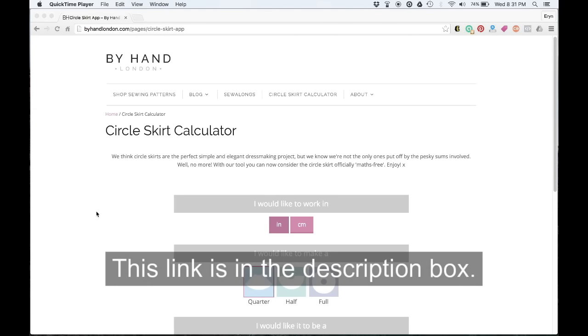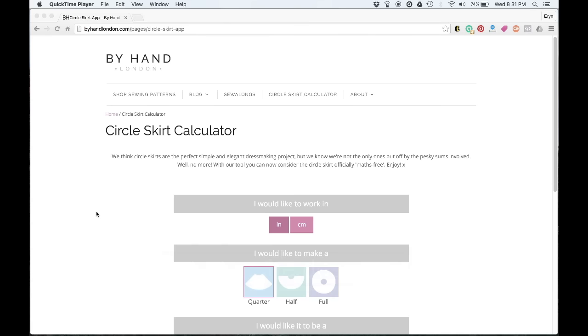I'm going to show you how to use a circle skirt calculator on byhandlondon.com. This is not my website. I'm not in any way affiliated with them. I just ran across them and I was like, thank you, Lord, because this is going to make calculating circle skirts so much easier. So I'm going to show you what we're going to do for this double circle skirt.